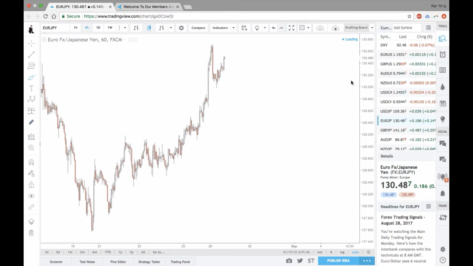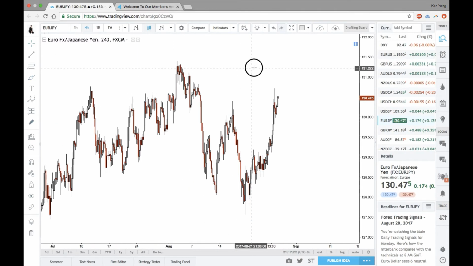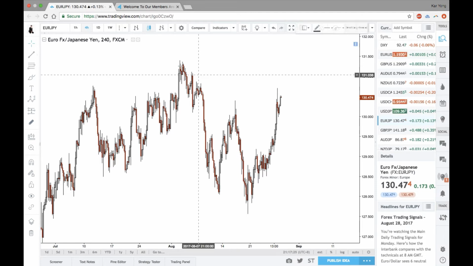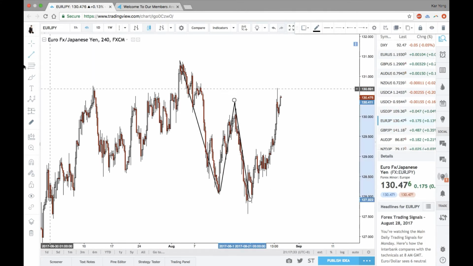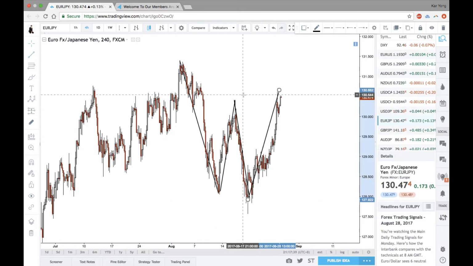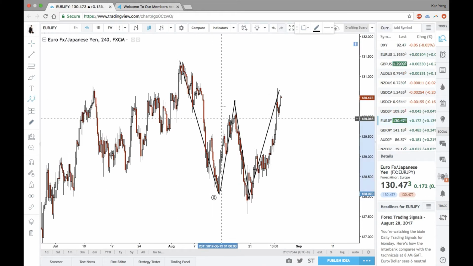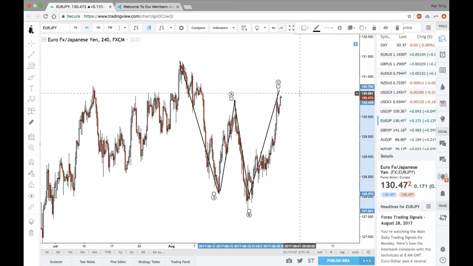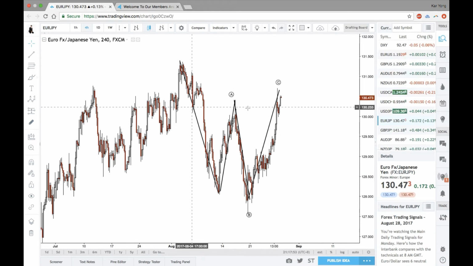Okay, let me see Euro Yen. Okay, see this? Strong move down. Then you are seeing this retracement is pretty sharp. This move down is pretty sharp. The next move up here breaks the top, breaks the bottom, breaks the top. So this potentially, okay, it can give you A, B, C.